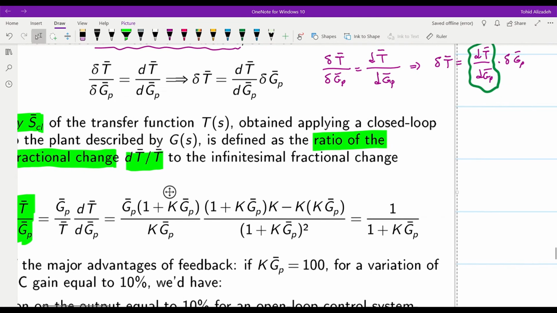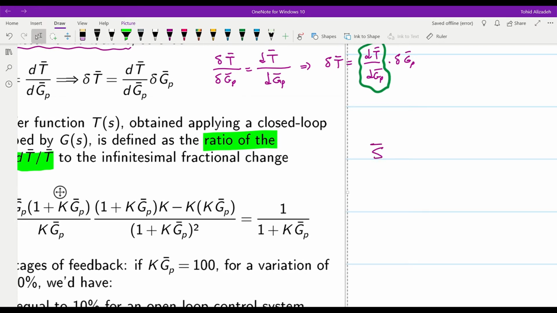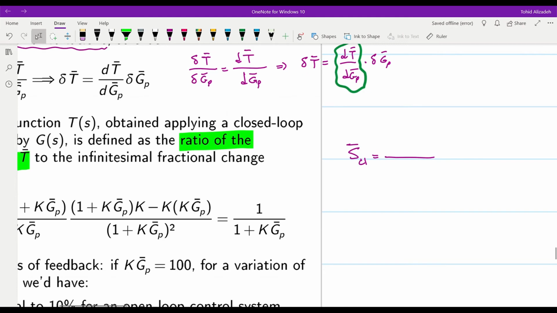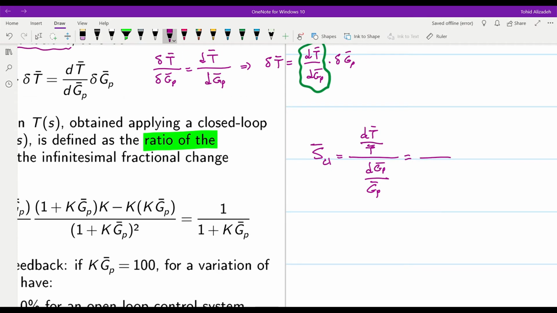Let me write it down over here again. So closed loop sensitivity is indeed equal to dt bar over t bar over dgp bar over gp bar. And we can rewrite it in this form, so it will become gp bar over t bar times dt bar over dgp bar. And then we can replace all the terms that we have here.